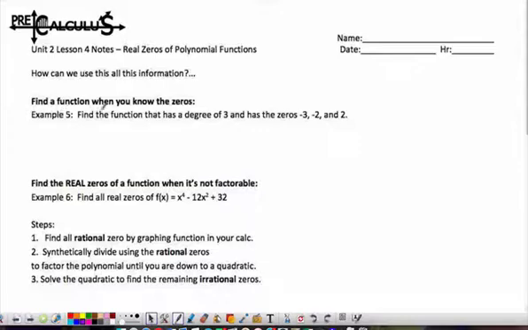So our first example here, find the function that has a degree of 3 and has the zeros -3, -2, and 2. So we've learned before that if it has a degree of 3, the most zeros it can have is 3. And since we're given those zeros, we can say, all right, well, this is just x plus 3, and this is x plus 2, and this is x minus 2. This is a linear factorization of the function, but most likely you're going to see that we are going to want to multiply all these together and then come up with the function in standard form.